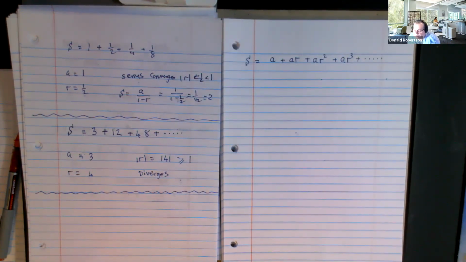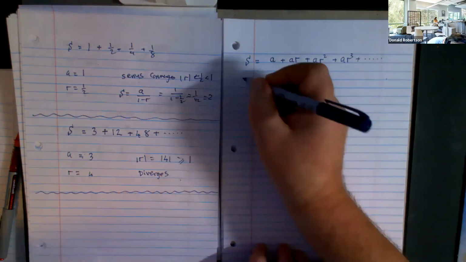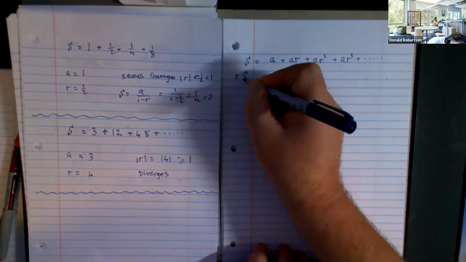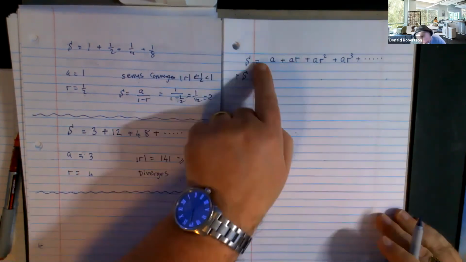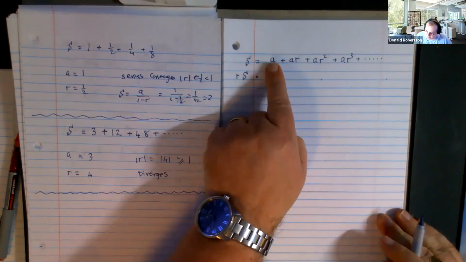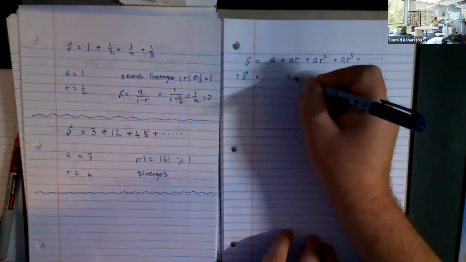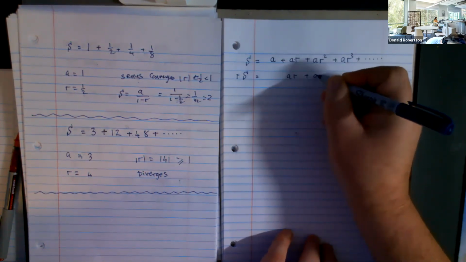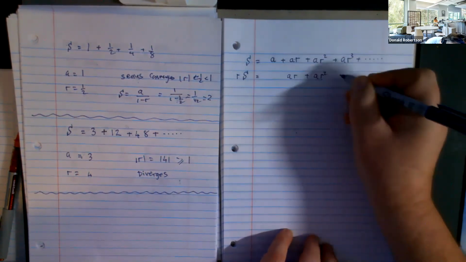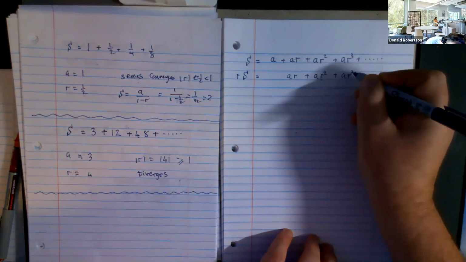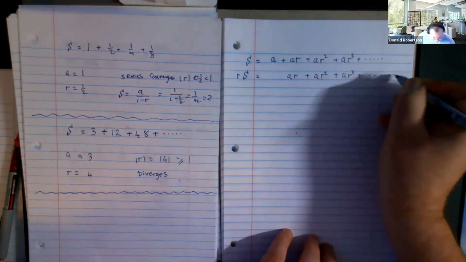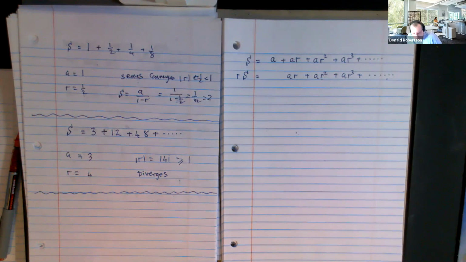So far, so good. Now, I'm going to find R times S. So you imagine taking this and multiplying all of the terms by R. So this guy gets you AR, and this guy, when you multiply it, gets you AR squared, and this guy, when you multiply it, gets you AR cubed, forever. Do you notice that they're almost the same? There's just one term difference.